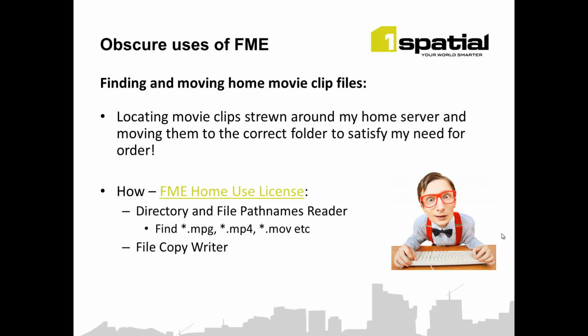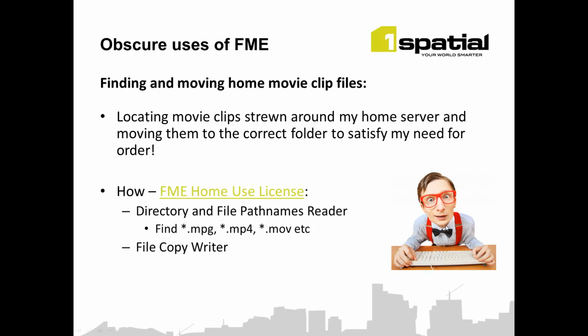There's a directory and file Pathnames reader. It's very neat. Effectively, it allows you to find lots of different files or folders on your network, and it reads the path, not the file. It allows you to hunt for formats that FME doesn't support, like, for example, a Word document, or a .bin file, perhaps. And the file copier writer allows you to copy or move the files to the place that you want them to go to.